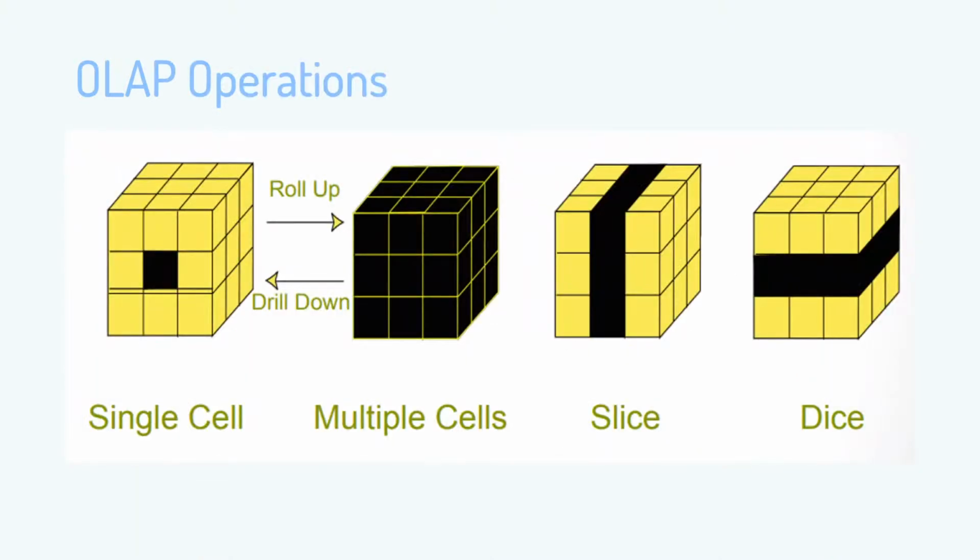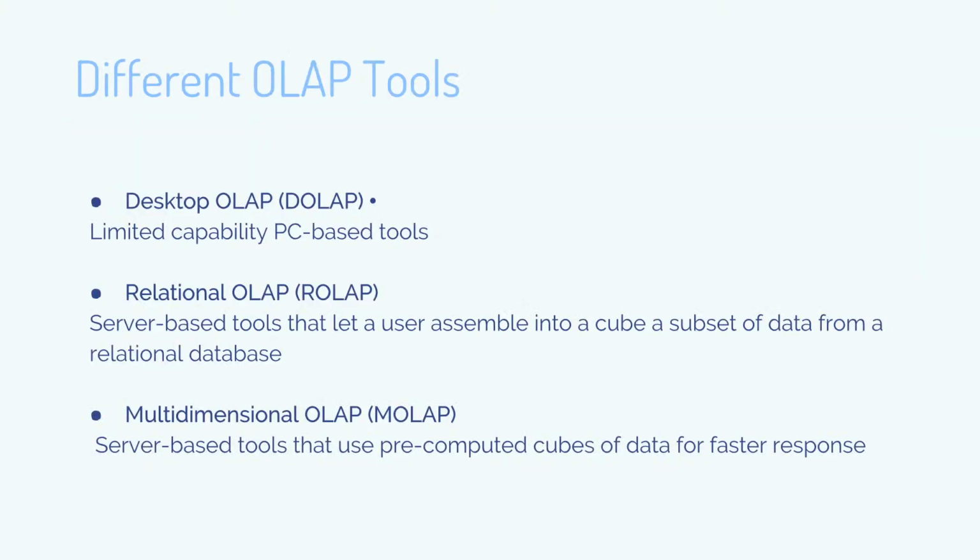The next one is OLAP operations, slicing and dicing. Slicing is taken column-wise, dice means row-wise. Then there are different tools we can use for OLAP, like desktop OLAP, relational OLAP and multi-dimensional OLAP. So these are the different ways we can use OLAP tools.